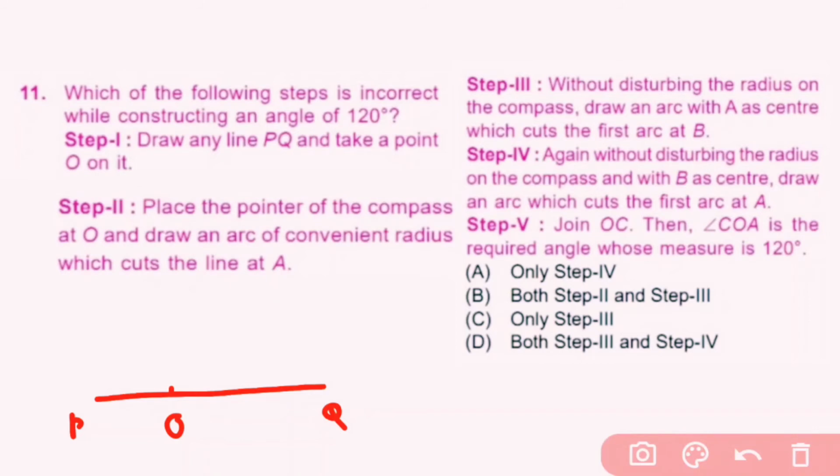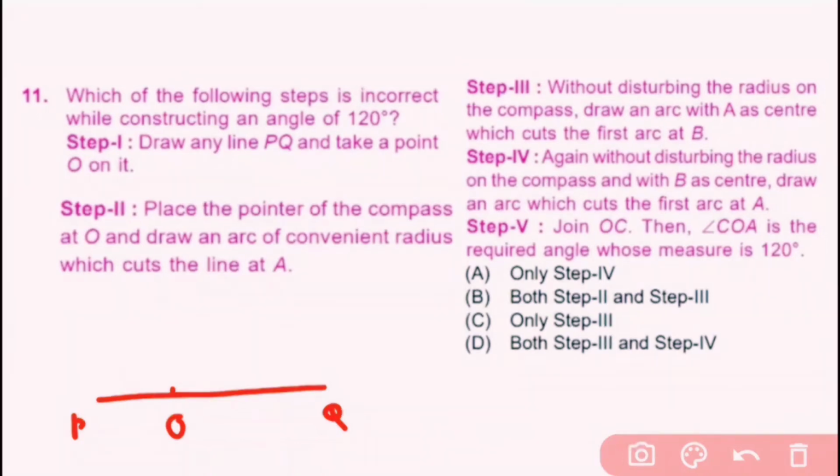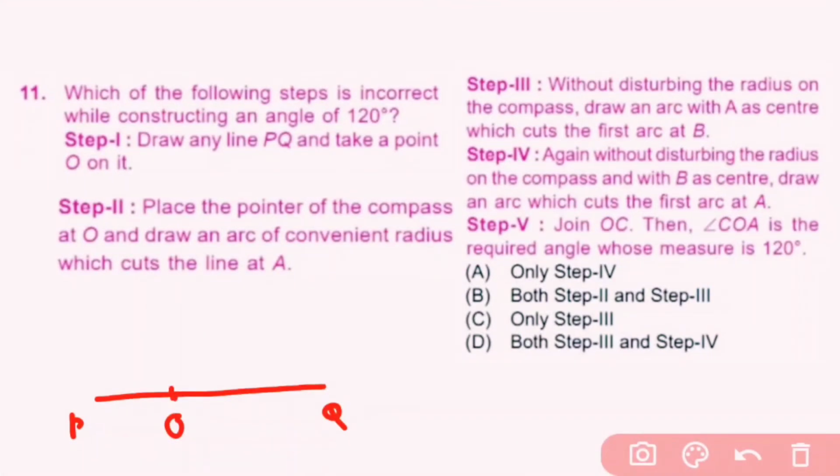Step 2. Place the pointer of compass at O and draw an arc of convenient radius which cuts the line at A. Put the compass at point O and we take radius this much and we draw an arc, and this is point A. Step 3. Without disturbing the radius on the compass, draw an arc with A as a center which cuts the first arc at B. Now taking A as a center with same distance, we cut this previous arc at point B.